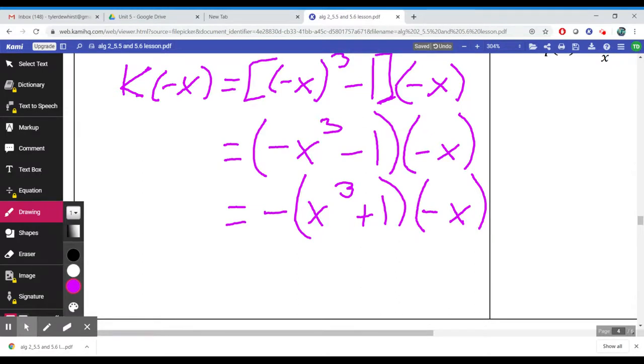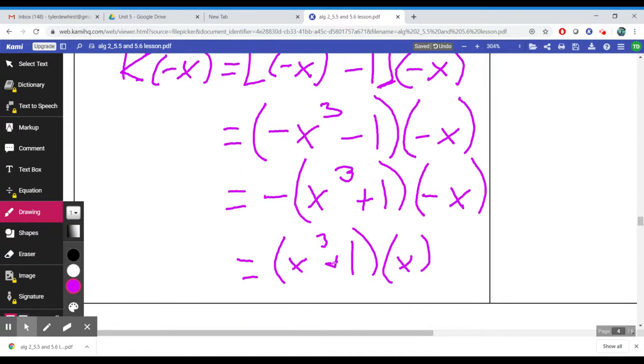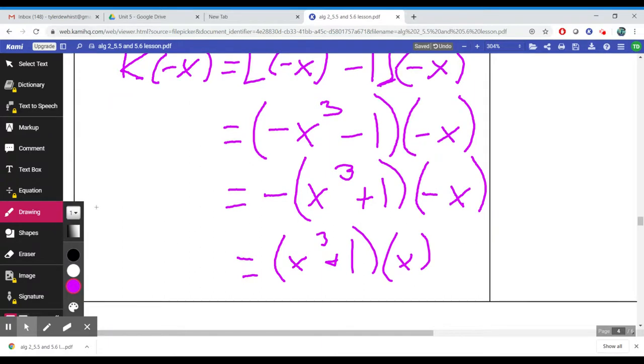Okay, we could go ahead and also multiply this outer negative with the negative on the second x, right? Then it would end up looking like x cubed plus 1 times just x when we multiply those two negatives together. They're still not the same, right? In our original function, k of x, we have a minus 1. In k of negative x, we have a plus 1. So it's not the same equation. It's not just the equation with a negative attached to it. So that means for this one, it is neither even nor odd.